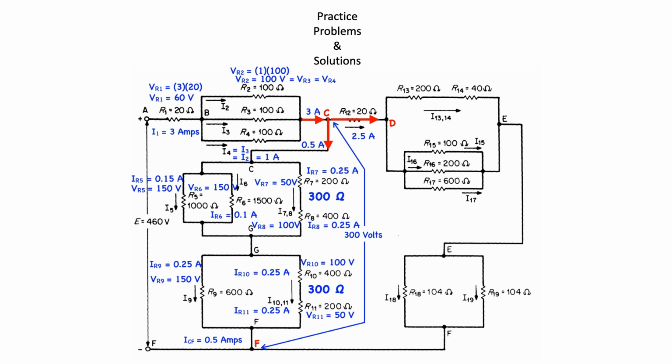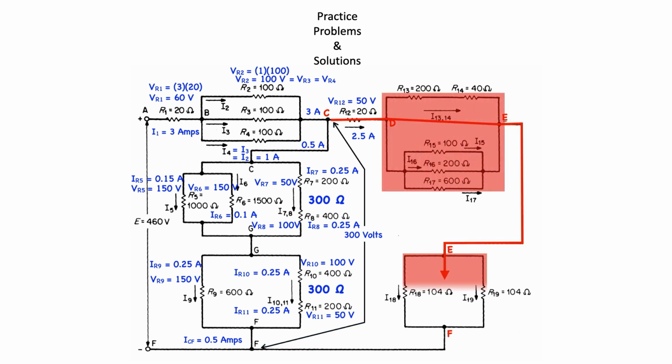Therefore, using Ohm's law, the voltage drop across resistor R12 must equal the current through R12 times the resistance of R12, or 2.5 times 20, which is equal to 50 volts. And that current, 2.5 amps, flows all the way to F, splitting at node D, but converging to 2.5 amps at E, splitting again at node D, but converging to 2.5 amps at F.